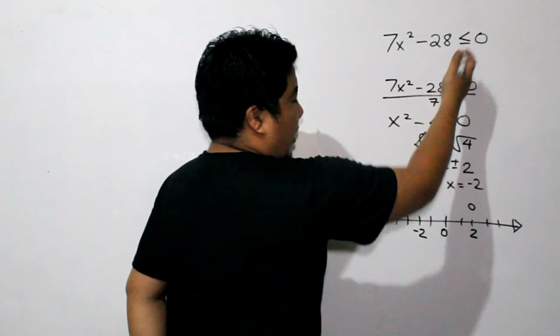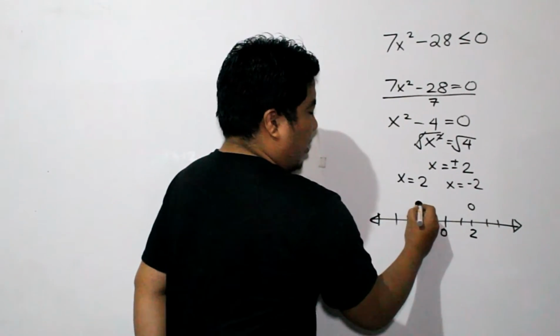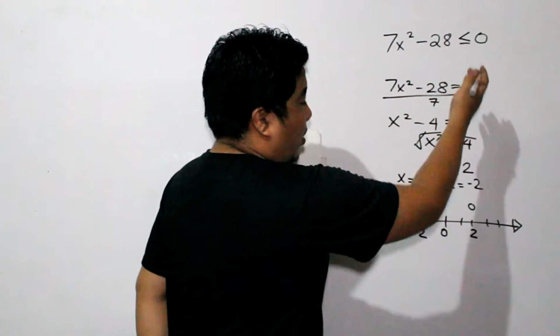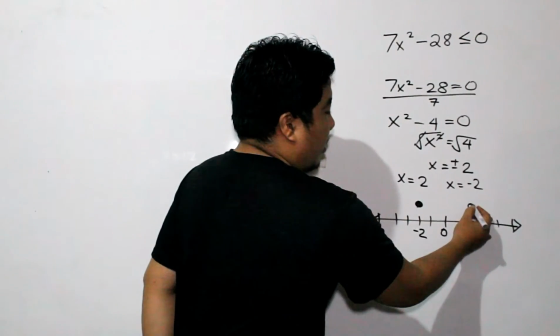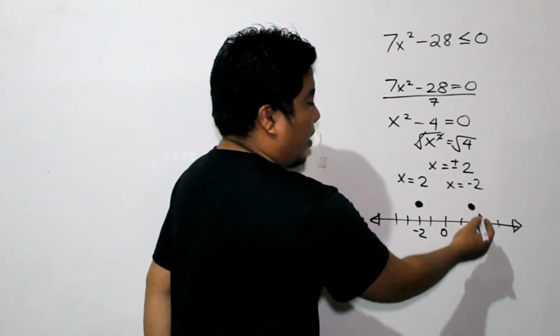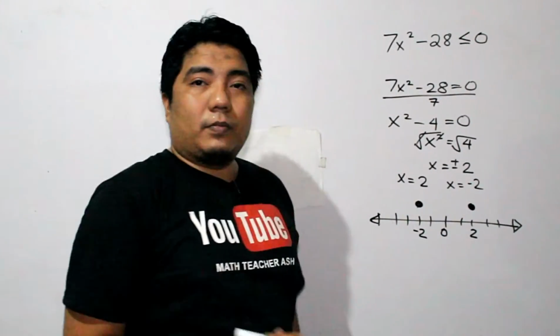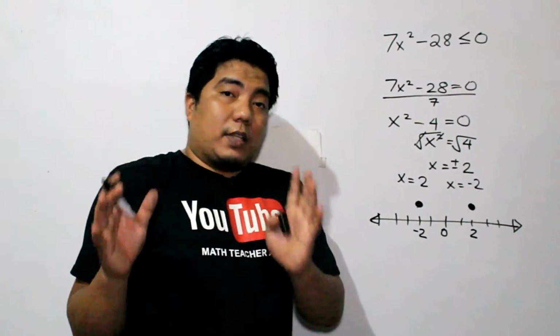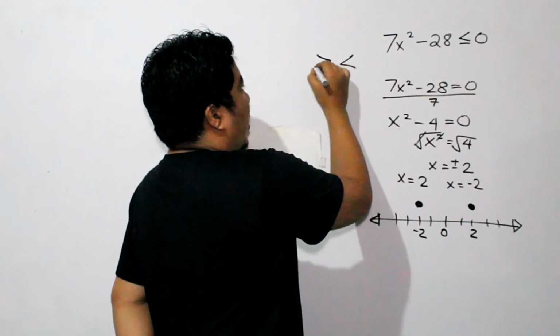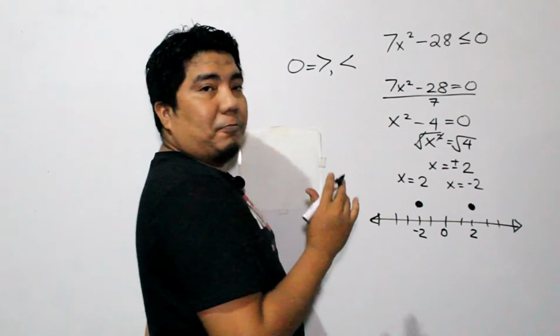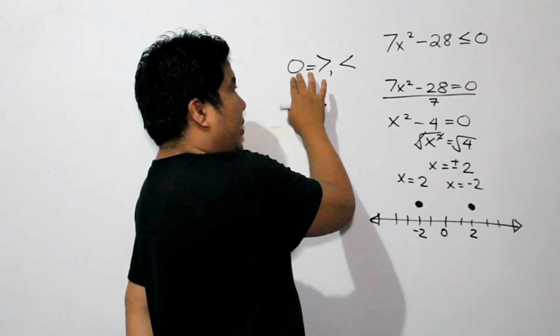Now, since this is a greater than or equal, less than or equal, then I will be making a dark dot. Now, about the dot that you will be making, if the symbol is greater than or equal, you will use a hollow dot. Not 0, okay? This is a hollow dot.